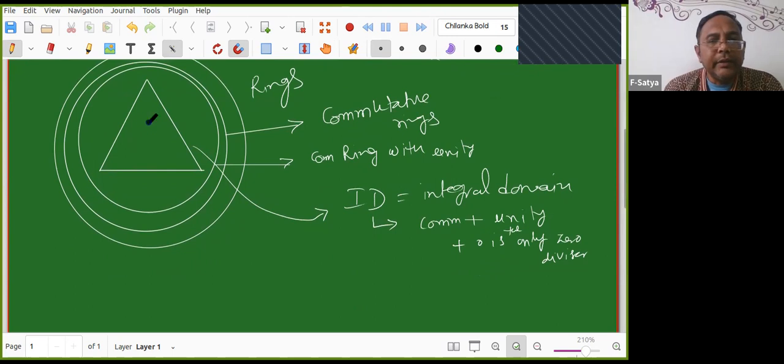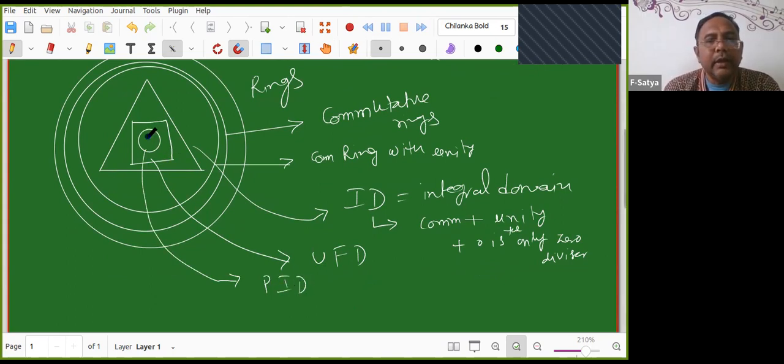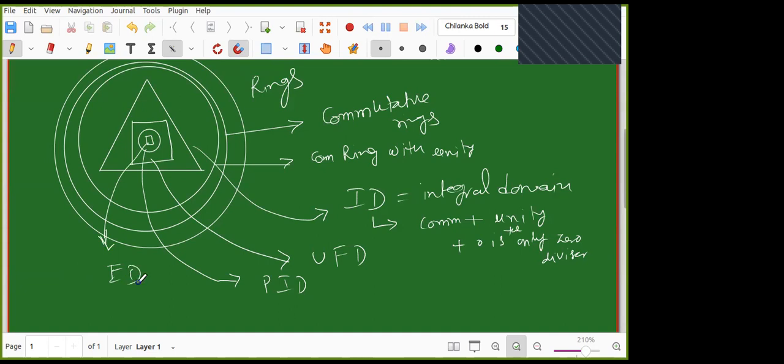So next, in integral domains, we have UFDs, right? What are UFDs? Unique factorization domain. There every element can be written as a product of irreducible elements uniquely up to associates, right? Then it contains PIDs. What are PIDs? Principal ideal domain. There every ideal is generated by a single element, right? Now this contains EDs. What are EDs? Euclidean domain.